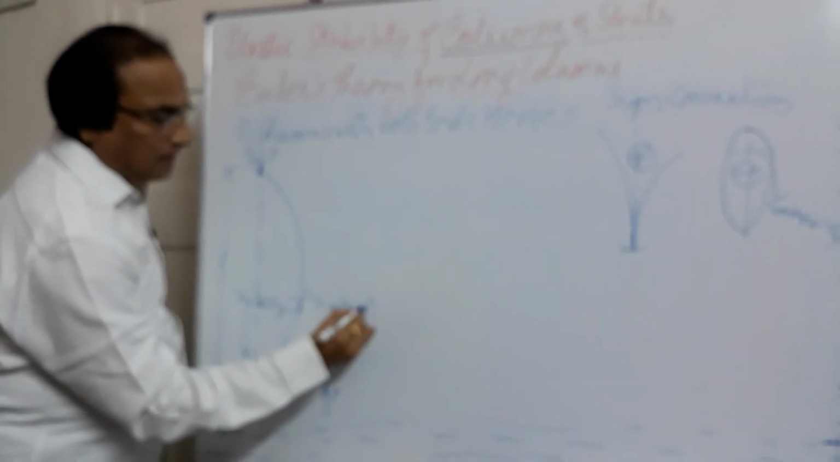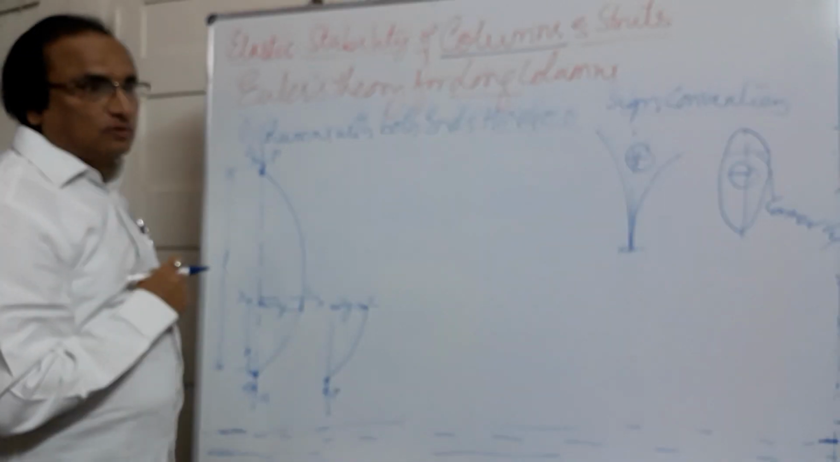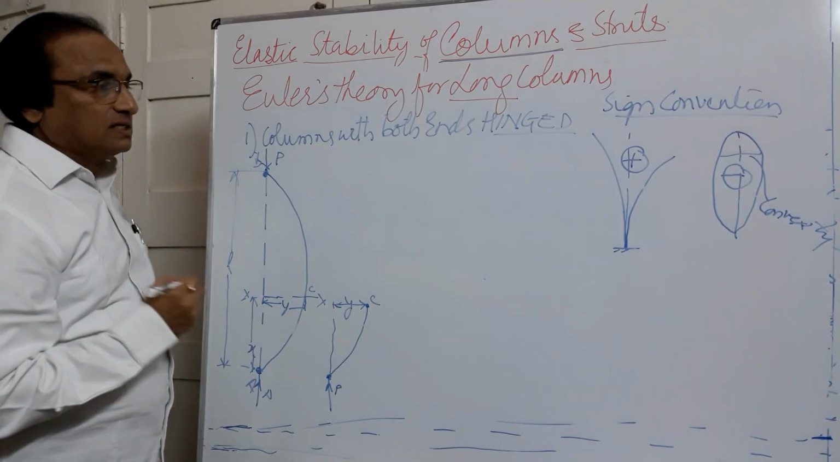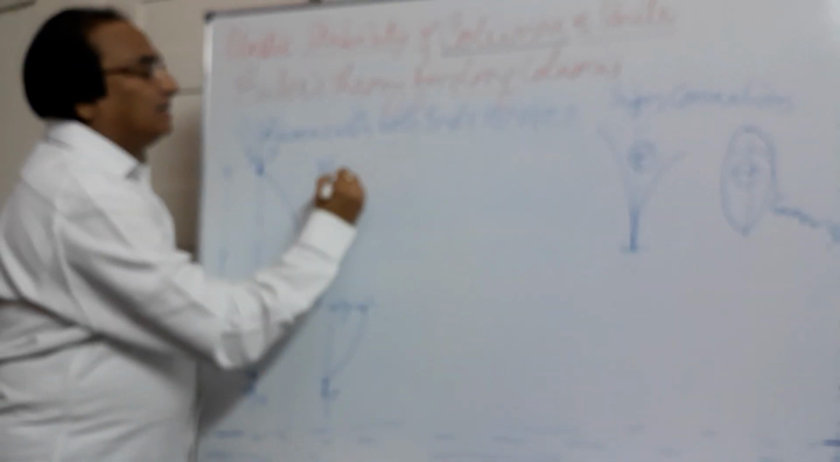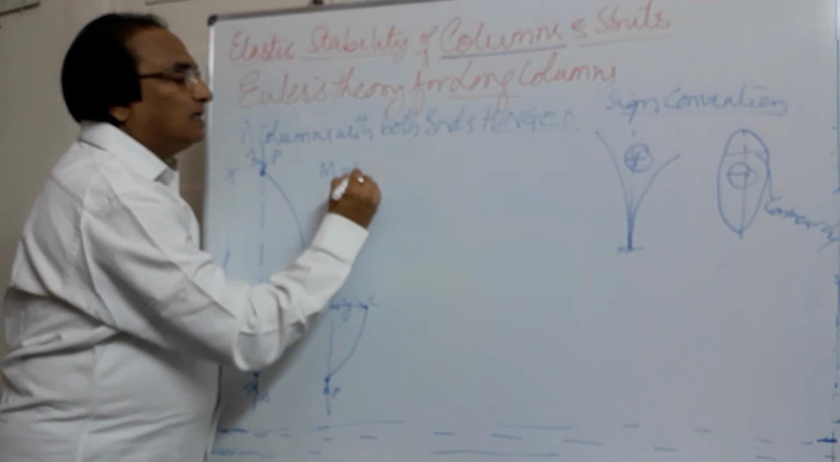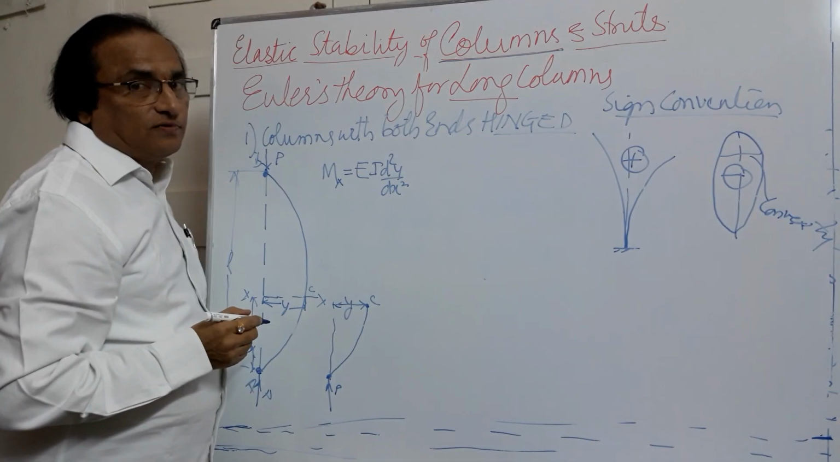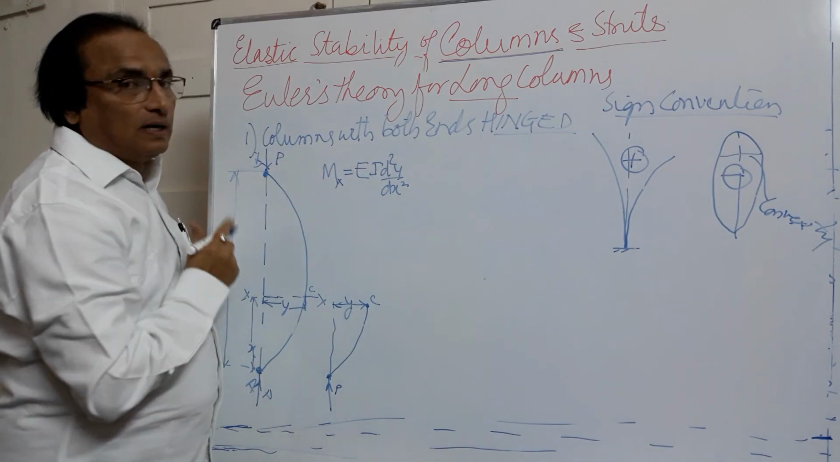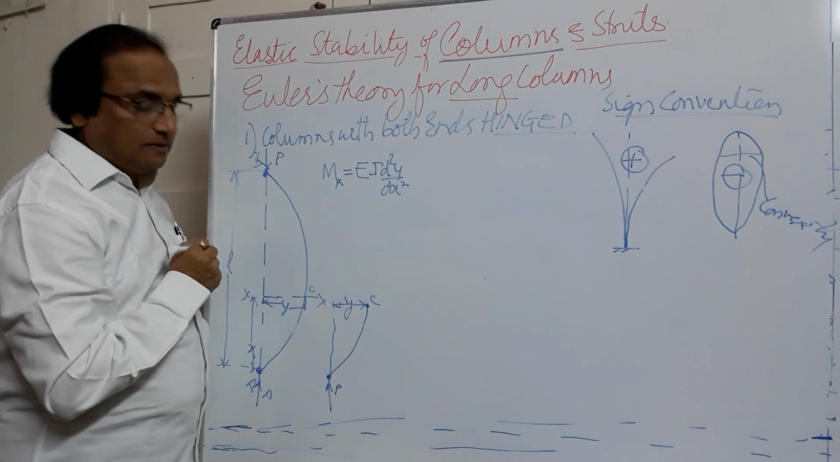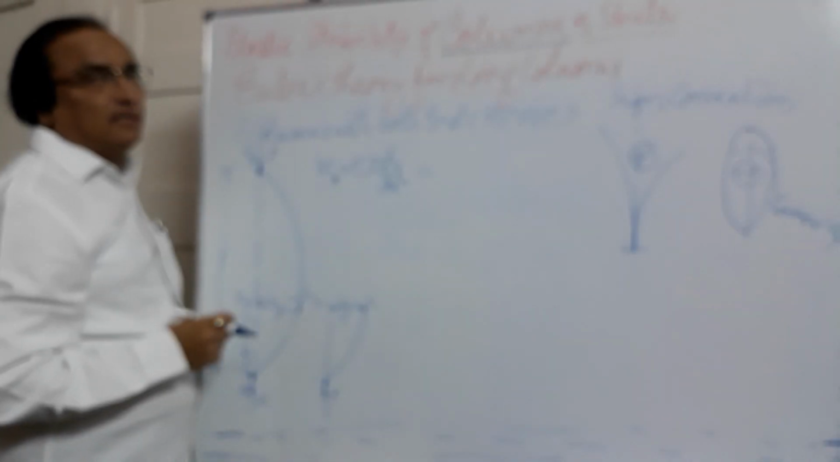Now here I want to take the moment of the forces about the point C. What is moment? Force into perpendicular distance. So moment at x is given by, there is a derivation, the formula EI d2y by dx square. So we see this in the deflection formula. This is a derived formula. Bending moment is given by EI d2y by dx square. This is a differential equation.